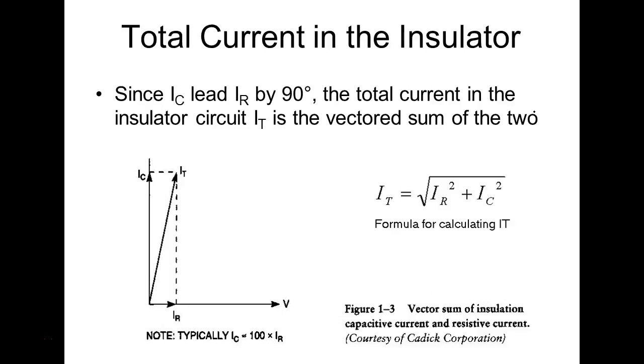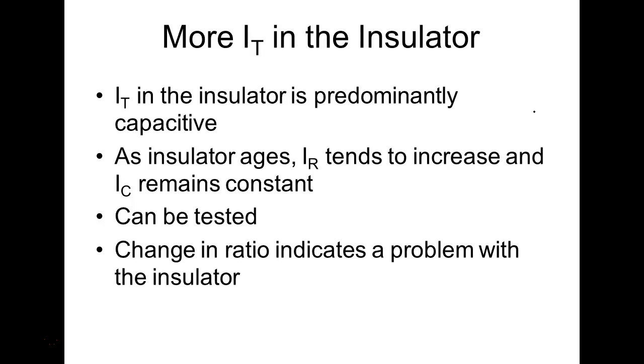So this is just showing you that the total current in the insulator is the vector sum. We use the Pythagorean theorem. You'll learn this in AC. This is not really important in this class.